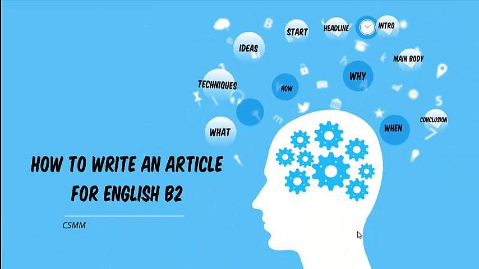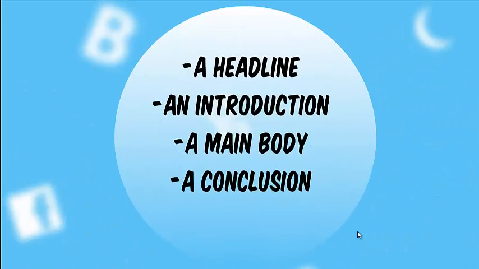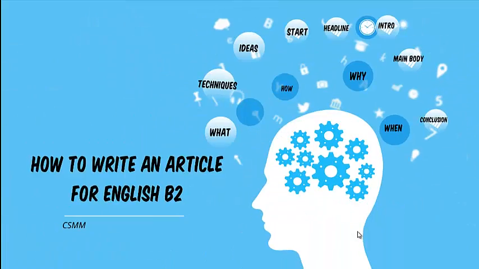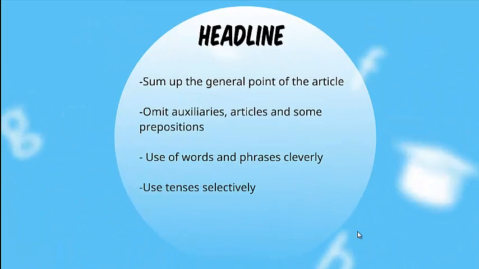A good article should consist of a headline, an introduction, a main body, and a conclusion. The headline should be eye-catching and sum up the general point of the article. Therefore, you should omit auxiliaries, articles, and some prepositions when writing the headline. Use words and phrases that attract the reader's attention and which give the reader an idea of the style of the article. This can, for instance, be achieved by being selective of the tense that you use.